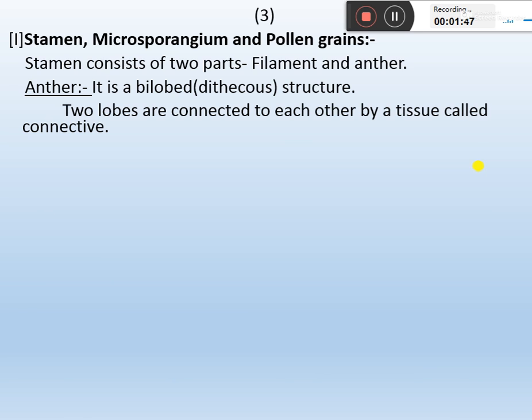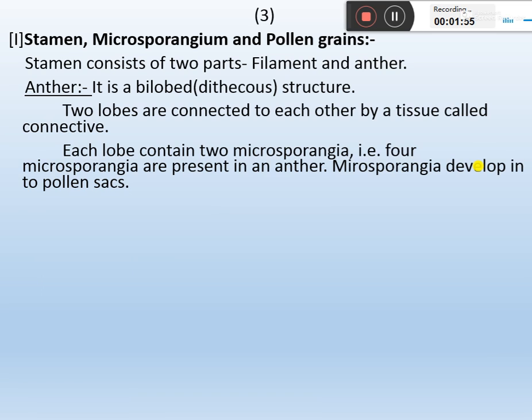Two lobes are connected by a soft tissue called the connective. Each lobe or each theca contains two microsporangia. So in all there are four microsporangia present in one anther, and after maturation each microsporangium develops into a pollen sac. The pollen sac contains the pollen grains.